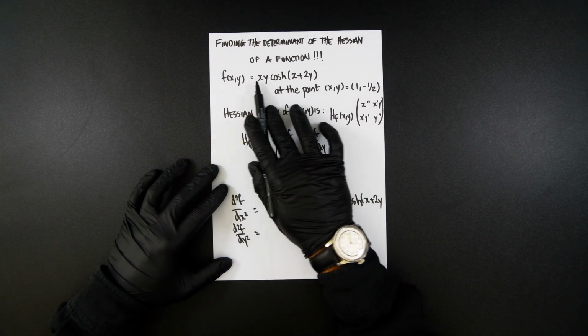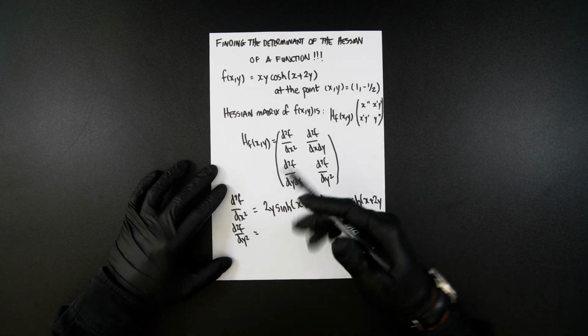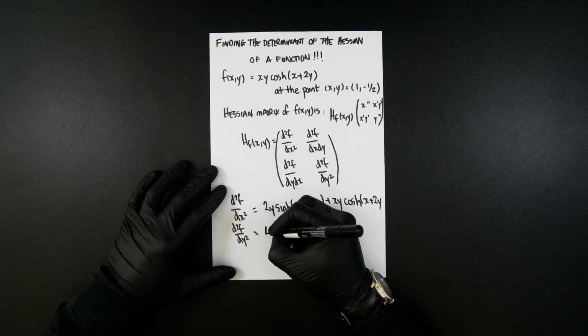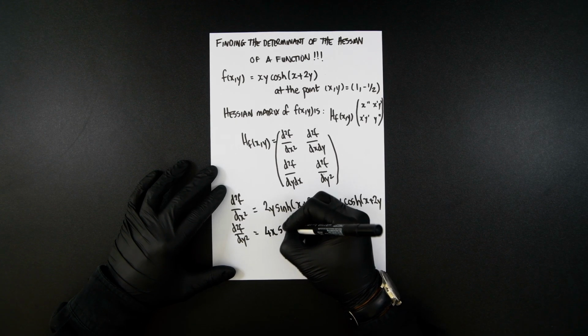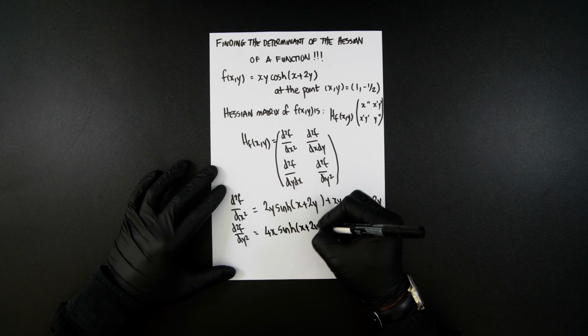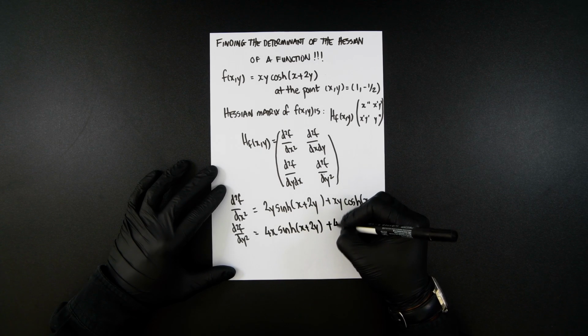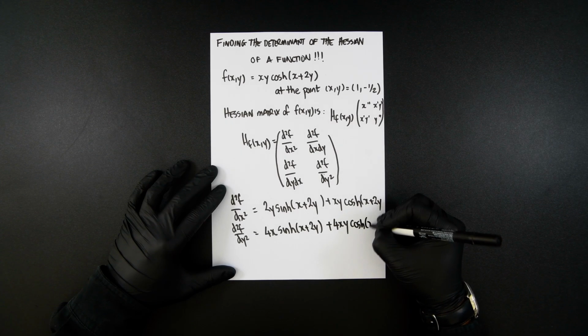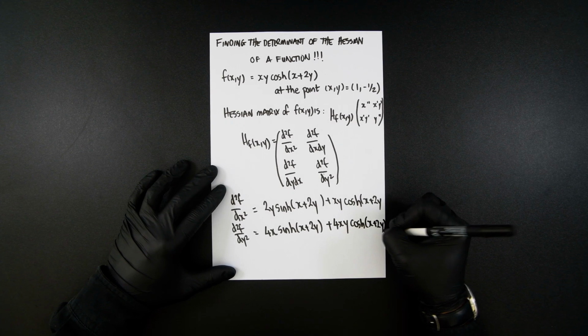Let's now do d squared f over dy squared. So we're now going to differentiate this, holding the x terms constant, and just differentiating through all the y terms. So that's going to be 4x sinh(x plus 2y) plus 4xy cosh(x plus 2y).